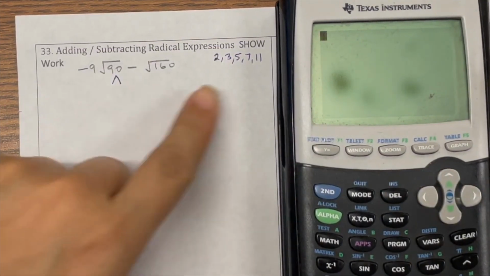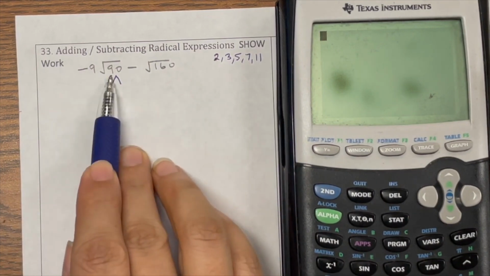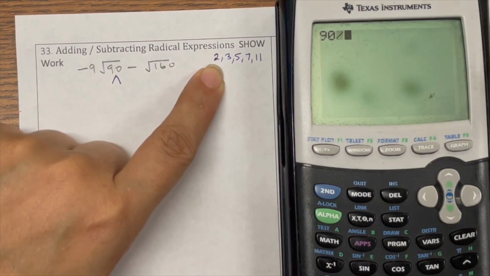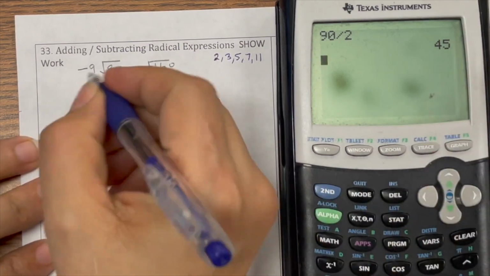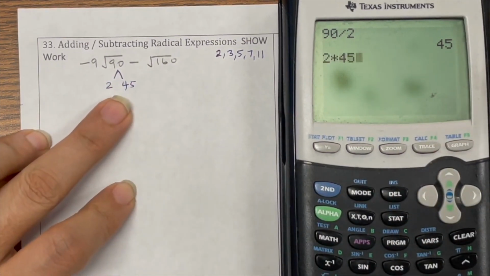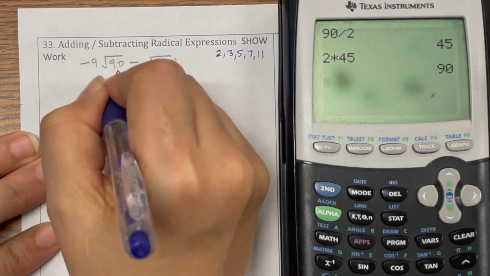All right, so I break it down by checking these numbers right here. 2 numbers multiplied together is going to equal 90. So I'm going to check 2. So 90 divided by 2 is 45, which means 2 times 45 is equal to 90. And I can just check that. 2 times 45 is equal to 90. Okay, this is a prime number, so you circle it.